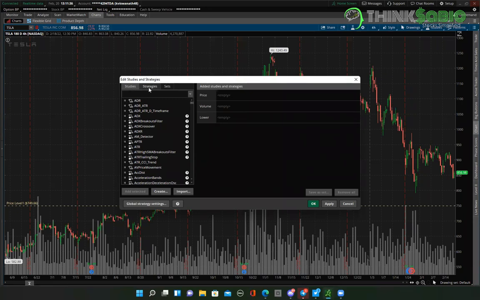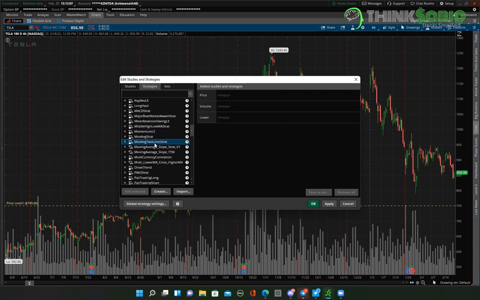But right next to studies, there is a thing called strategies. This right here is where you will backtest. This is where you will basically backtest the indicators that you find in studies. So you have to go to studies, edit studies, and then you have to go to strategies right here. So there are many indicators here, just like how you have the indicators under studies. You'll have many indicators under strategies.